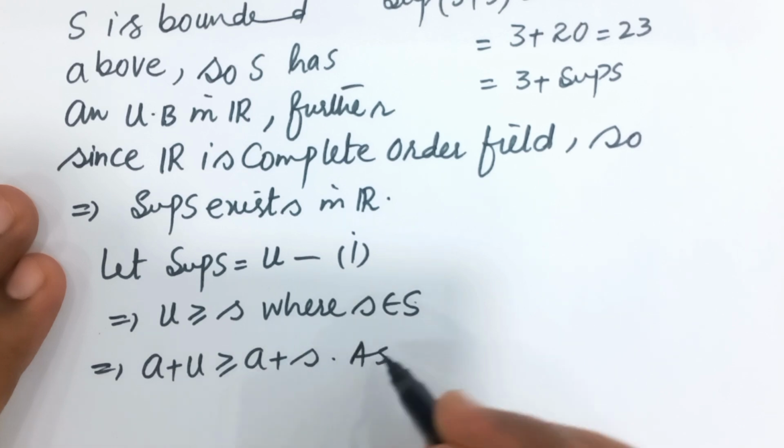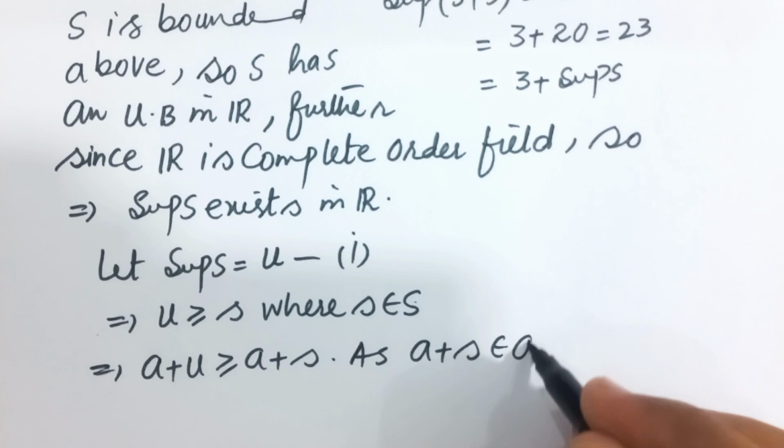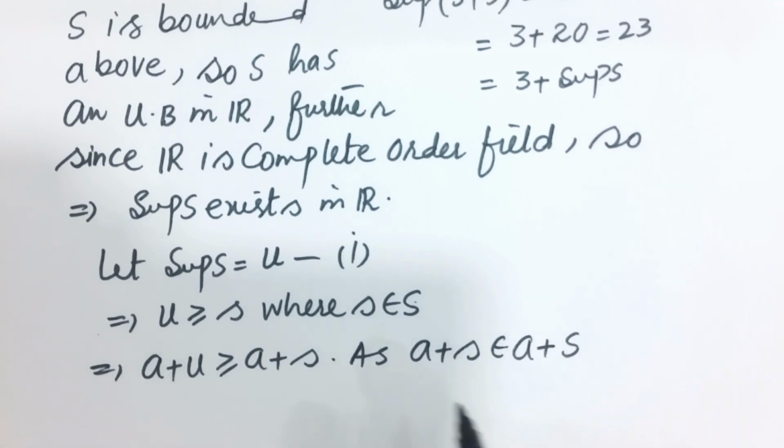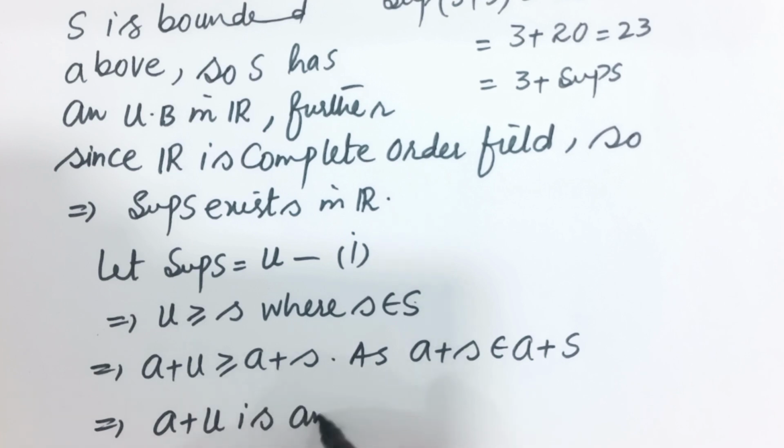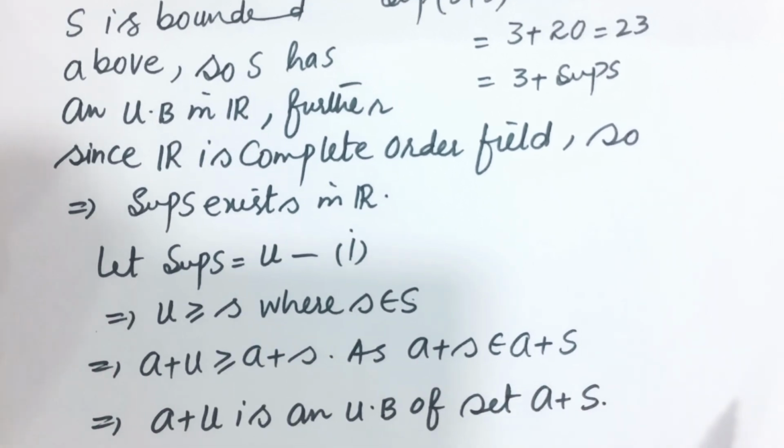As A plus s is an arbitrary element of set A plus S, this shows that all the elements of this set A plus S are less than or equal to A plus U, or in other words, A plus U is greater than or equal to A plus s. This implies A plus U is an upper bound of set A plus S. So A plus U is an upper bound of A plus S.